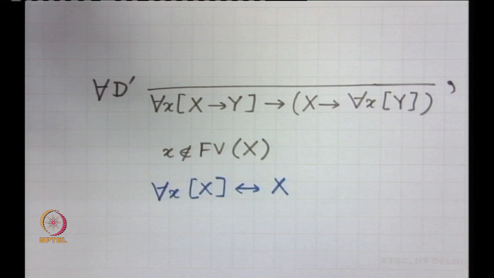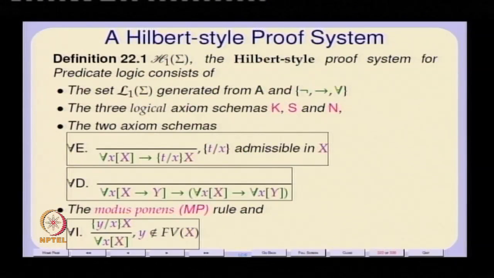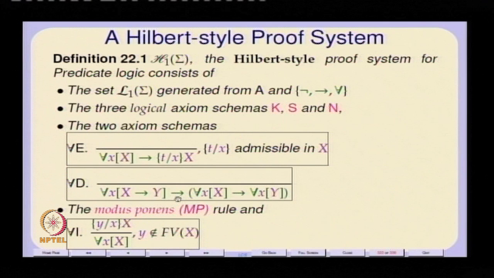right? So therefore, I prefer to have as few side conditions as possible. So I am going with this, which essentially says that I can distribute the universal quantifier across the arrow. But this cannot be a biconditional.